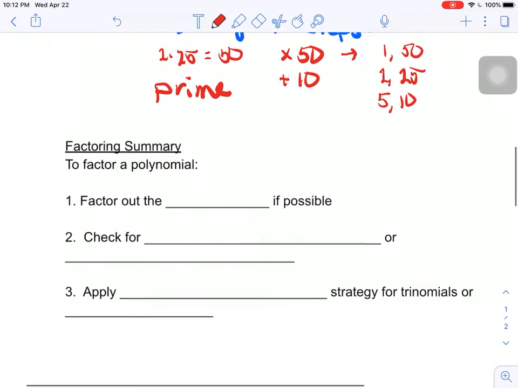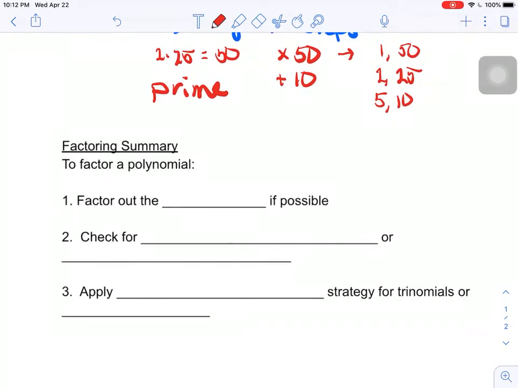So at this point, we've got several different factoring strategies. We have factoring out the greatest common factor, so factoring that way. We have what we're going to call our regular trinomial strategy. So that's where you're looking for a pair of numbers that add to a certain amount and then multiply to a certain amount. And then we've got a couple of shortcuts that we can keep an eye out for.